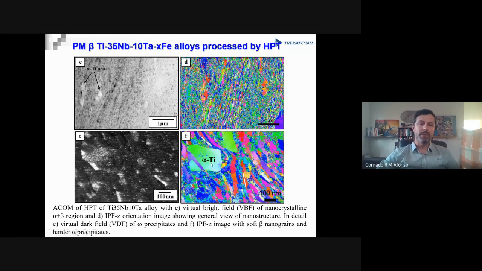As an example of the previous image, a little bit bigger particle of the alpha titanium phase remaining in the structure. So here is the phase map, and the image in the left, the bottom part, is what we call the, here we have the virtual bright field, and here at the bottom we have the virtual dark field. So we can see that we still have some omega phase precipitates in nanoscale. Okay.